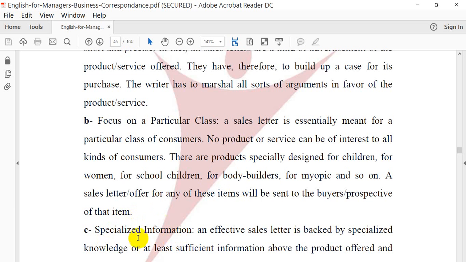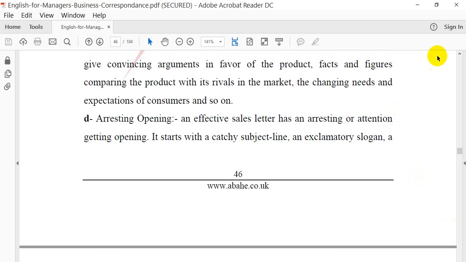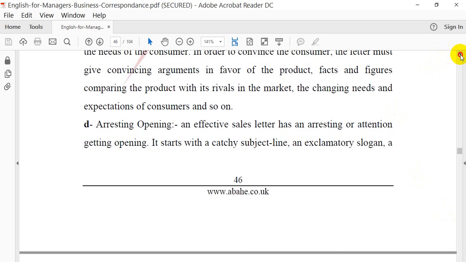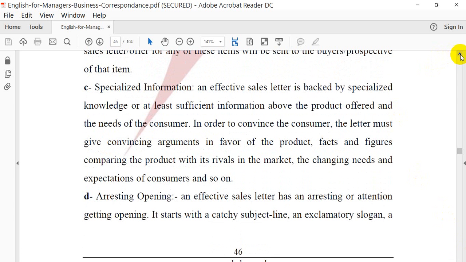Specialized information. Let's go to specialized information. What's the meaning here, specialized information? So if you are going to write a sales letter, as a writer, or as a communicator or correspondent of a company, you have to ask the specialized person about this product.